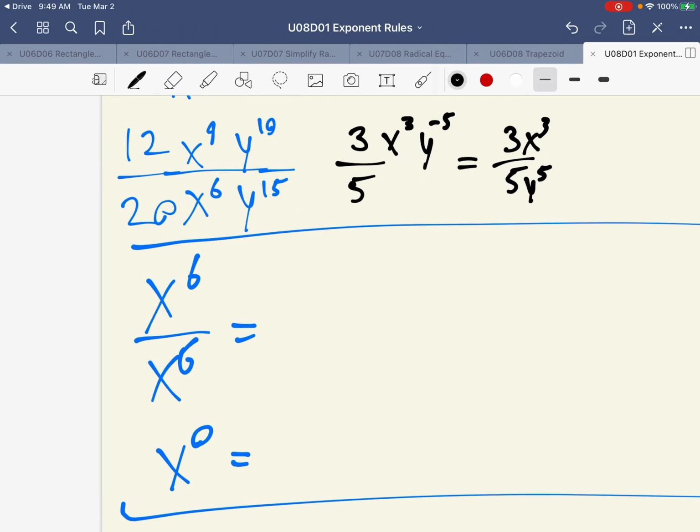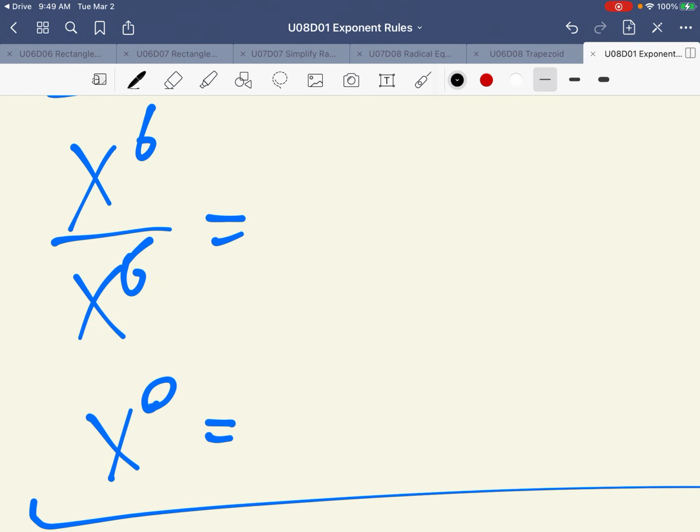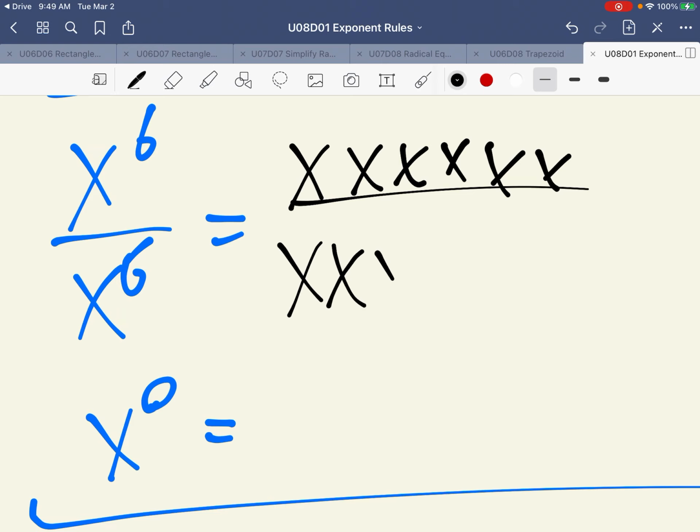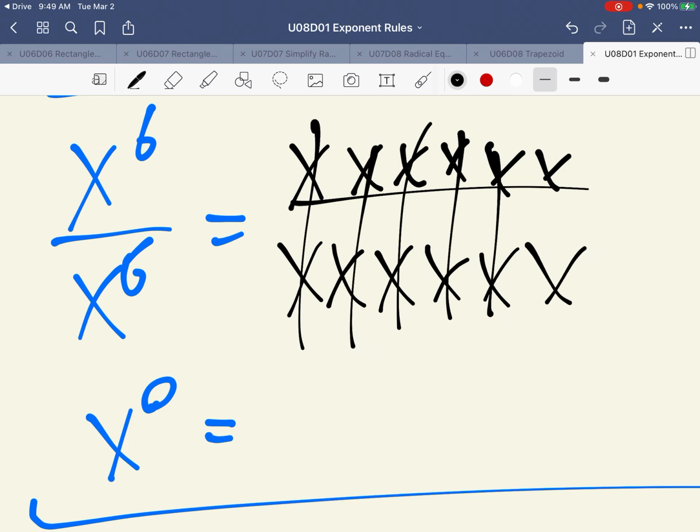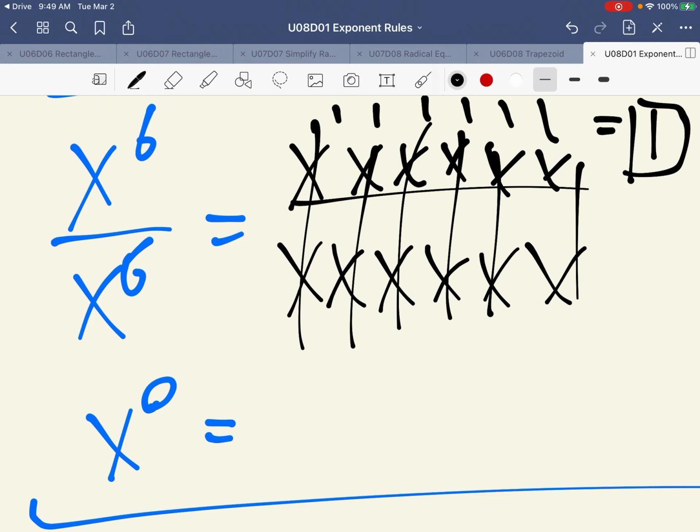Lastly, we have two more rules to discuss. One is the zero exponent rule. So if we have the example of x to the 6th divided by x to the 6th, if we cancel everything out, we should get x times itself 6 times over the same thing, and they will all cancel out, leaving 6 copies of 1, 1, 1, 1, 1, 1, and if we multiply those out, we get 1.